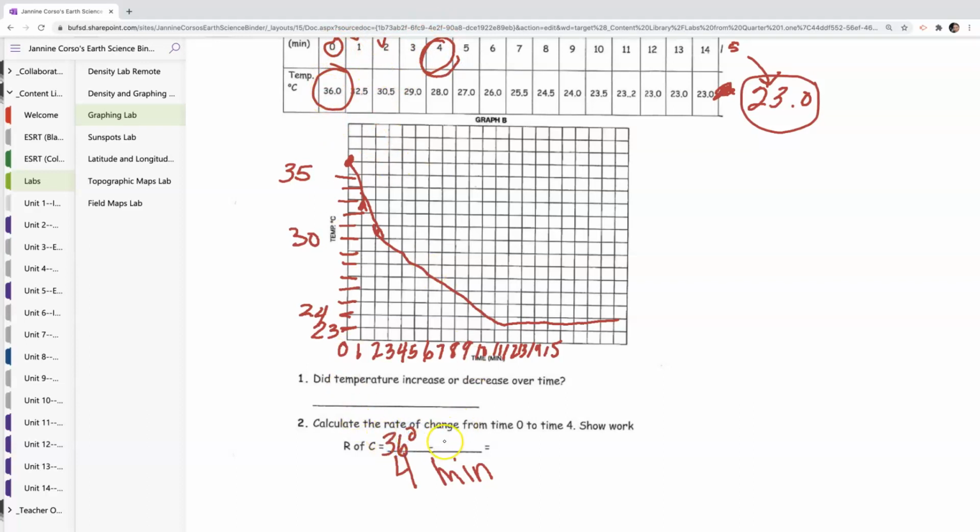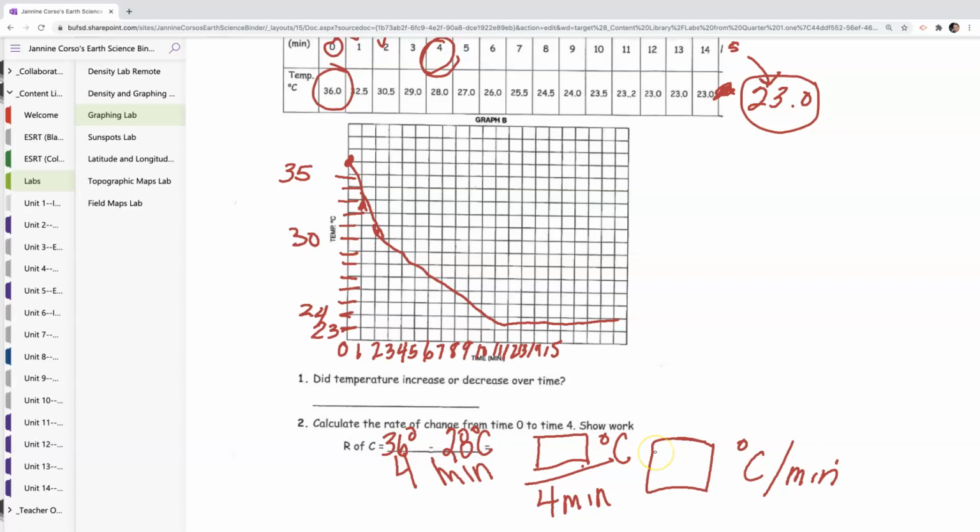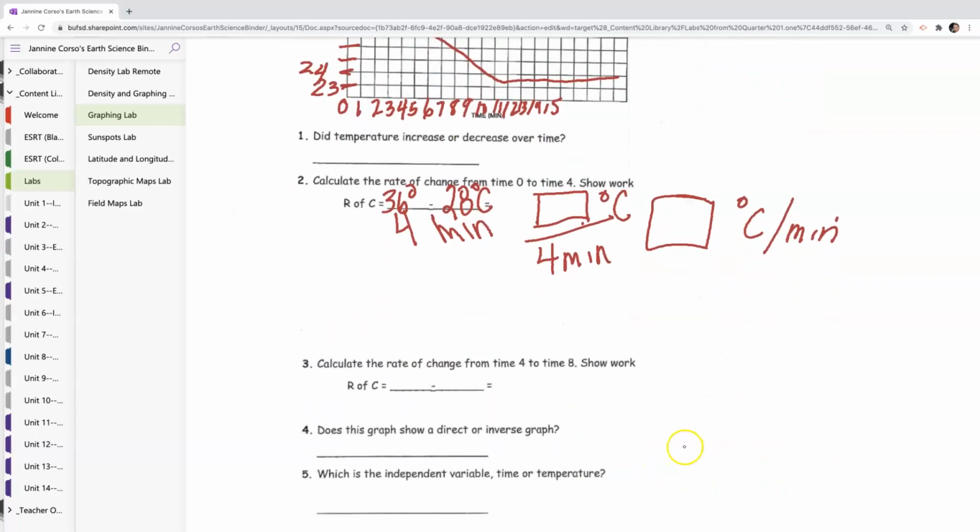By the 4th minute, you were at 28 degrees, right? You're going to do 36 minus 28 to get a certain difference, and you're going to divide by 4 minutes. Again, it should be a certain amount of degrees divided by 4 minutes. All right, do your subtraction first, then your division. And in the end, of course, your answer is going to be a certain amount of degrees Celsius per minute. Make sure you stop the video here if you have to do your calculations.